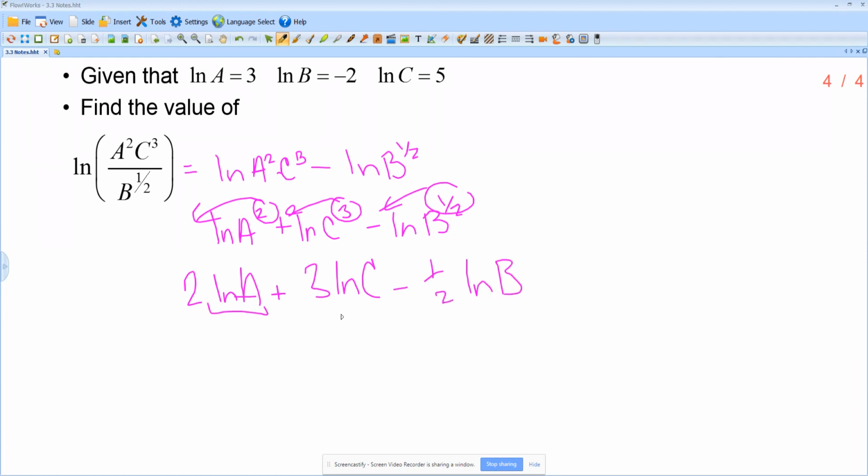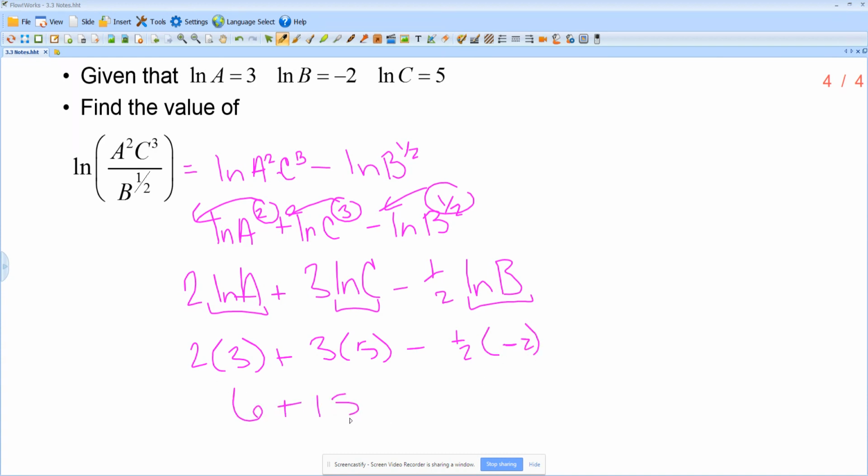At this point, natural log A, natural log C, natural log B are alone, so I can replace or substitute. 2 times 3 plus 3 times 5 minus 1/2 times -2. 2 times 3 is 6 plus 15 plus 1 equals 22.